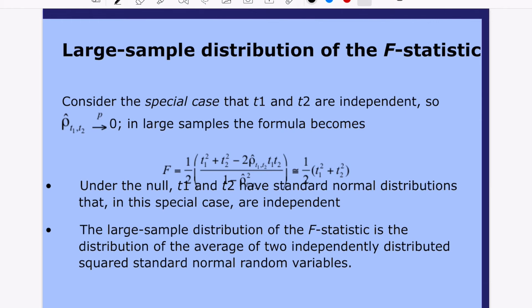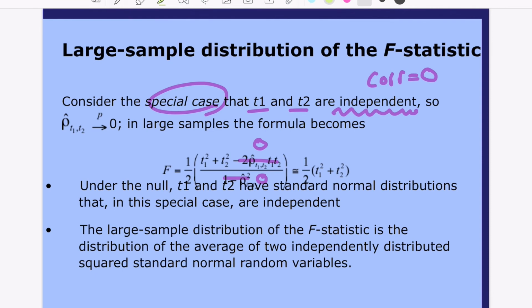But let's look at this first. Consider a special case where T1 and T2 are actually independent. There is zero correlation, right? With correlation equal to 0, many terms here become 0. So the F statistic is only left with half the sum of the two things in squared value, right?